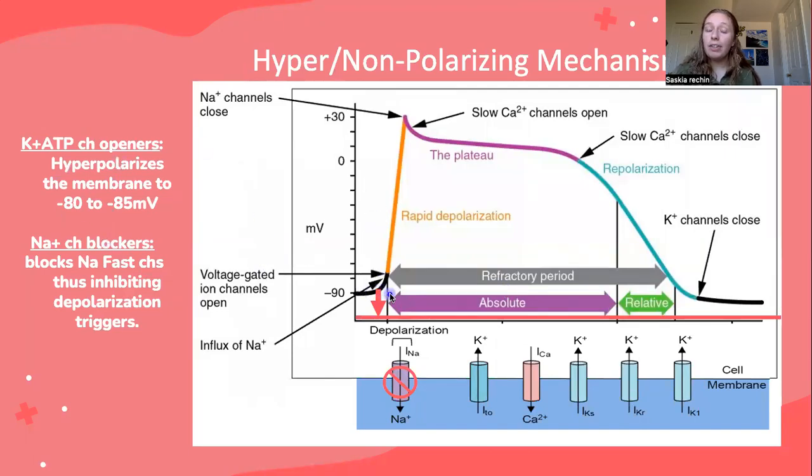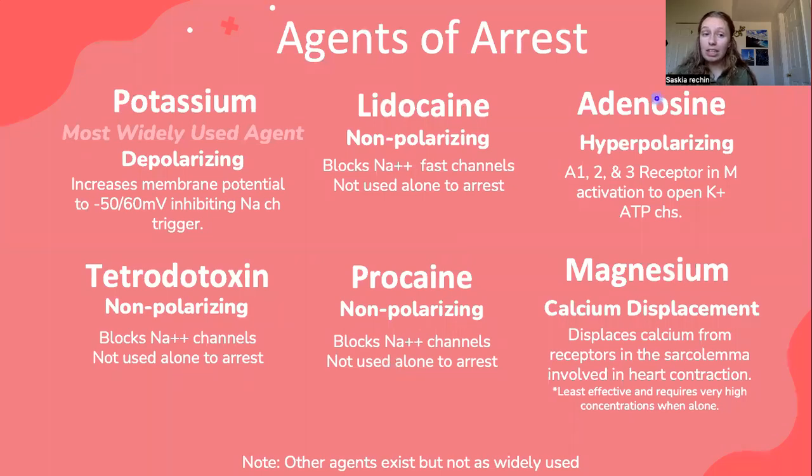So all in all, you have your potassium channel openers that are going to decrease your cell membrane to about -80, -85. And then you have your sodium channel blockers, which block this entire channel, stopping any type of potential depolarization trigger. Some of the agents that are going to be used for this: again, potassium is your most widely used agent for depolarization. And then you have lidocaine and adenosine. These are usually used in conjunction, often adding magnesium. Lidocaine is used for your non-polarizing effect, blocking sodium voltage gated channels, while adenosine is hyperpolarizing, opening those potassium ATP channels through the A1, 2, and 3 receptors in the myocyte.